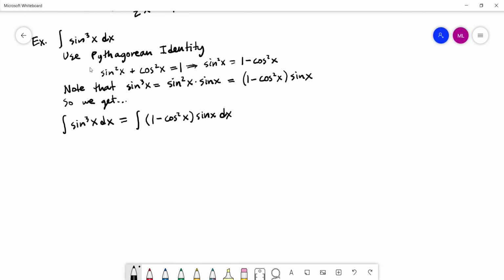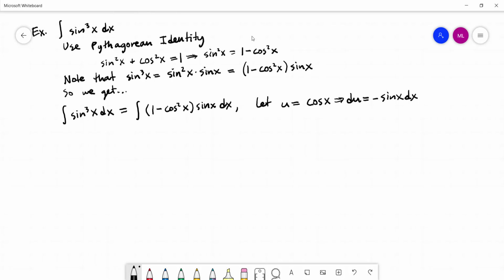Sorry, dx. Here's where we're going to do our U substitution. So I'm going to let U, in this case, just be the cosine of x. And that means that du, the derivative of cosine, is going to be negative sine of x dx. And so we can use this to now rewrite this whole equation that we've got here in terms of U.